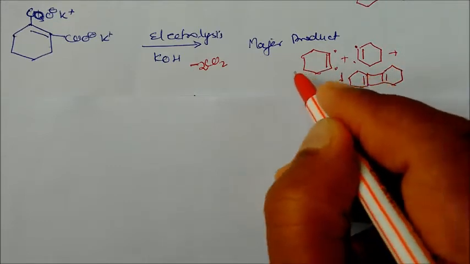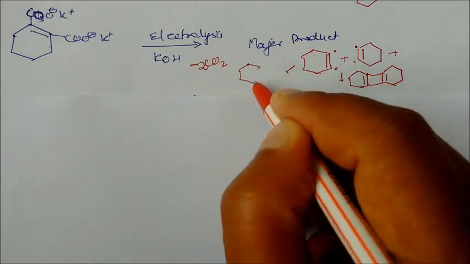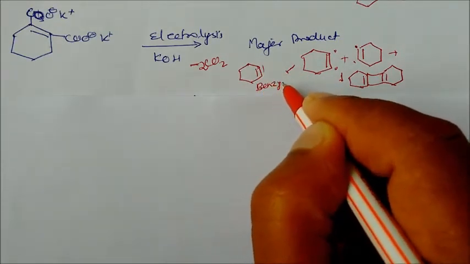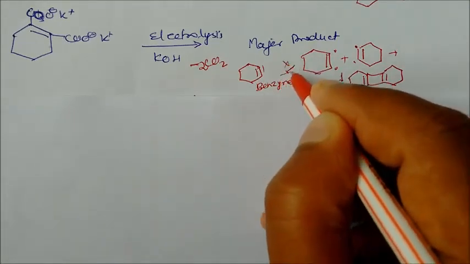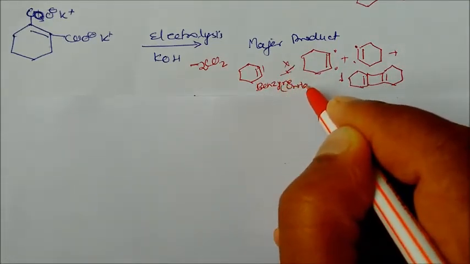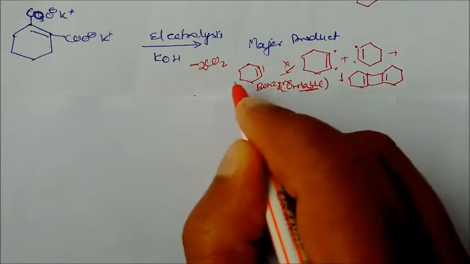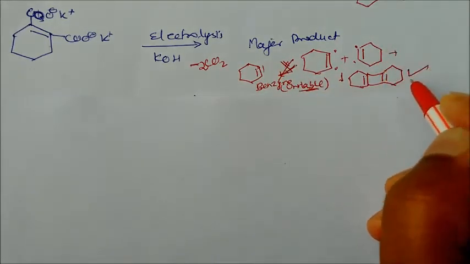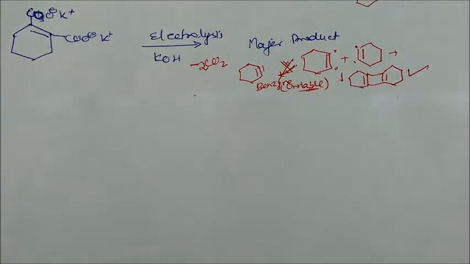And one possibility is that this converts into this, your benzene mechanism. This is not benzene, this is cyclobutadiene. So that is not possible because it is an unstable compound. This is a totally unstable compound. So this product is not possible. Only this product is possible. This is the answer of this question.